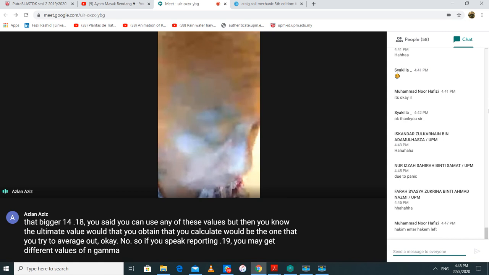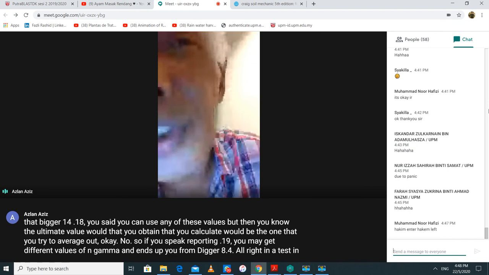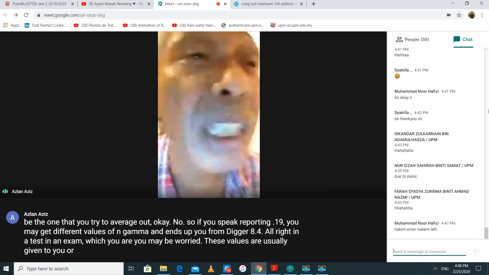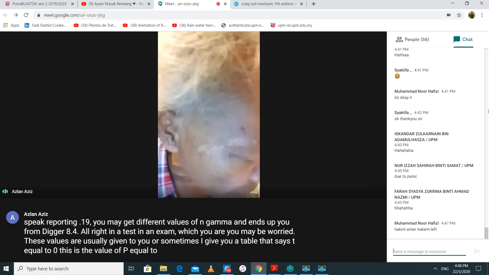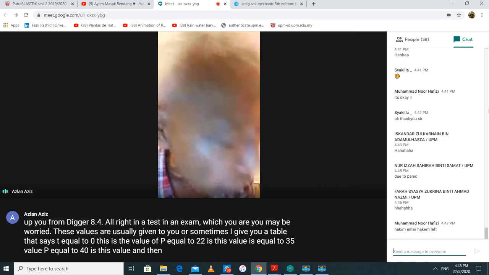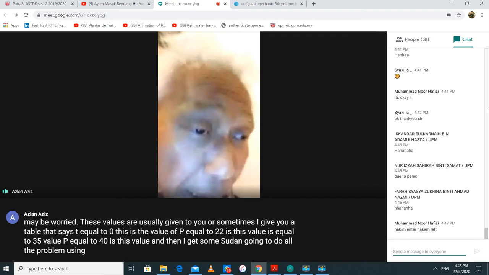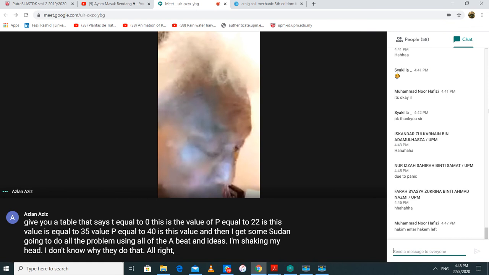All right. In a test, in an exam, which you may be worried about, these values are usually given to you. Or sometimes I give you a table that says phi equal to 0, this is the value; phi equal to 22 is this value; phi equals 35 is this value, phi equals 40 is this value. And then I get some students who go and do the whole problem using all of the phi's. And I just am shaking my head. I don't know why they do that. All right? So, my point, you have to understand the question.